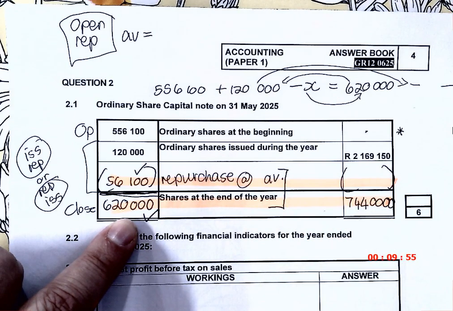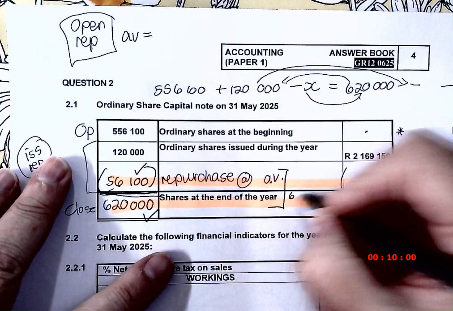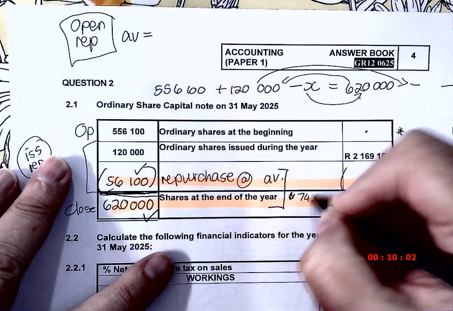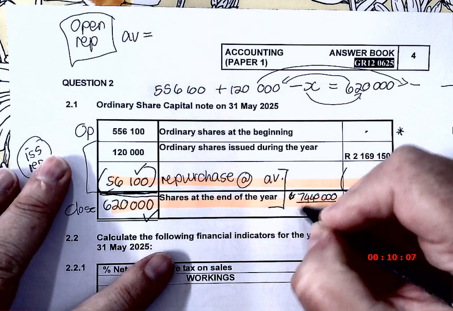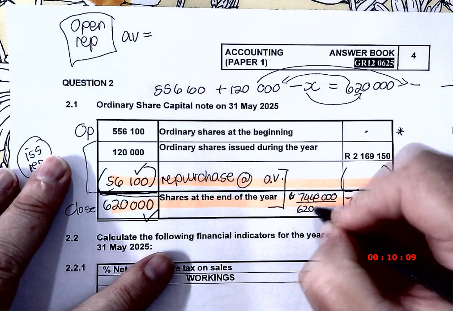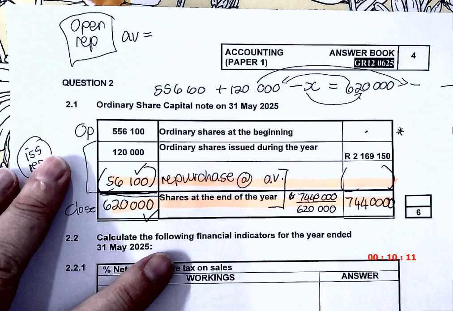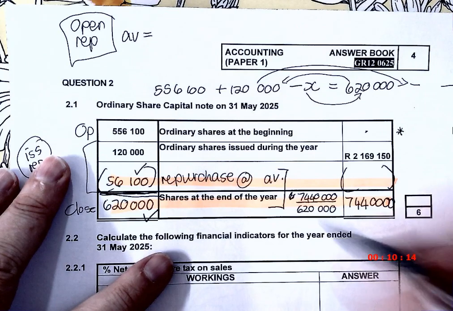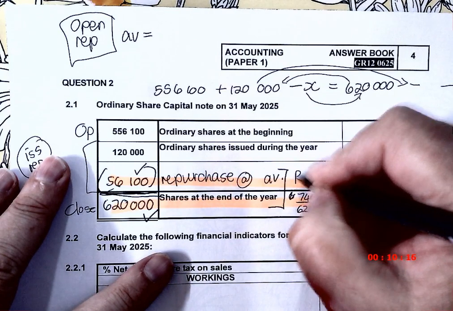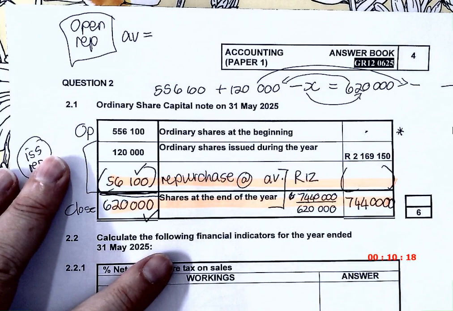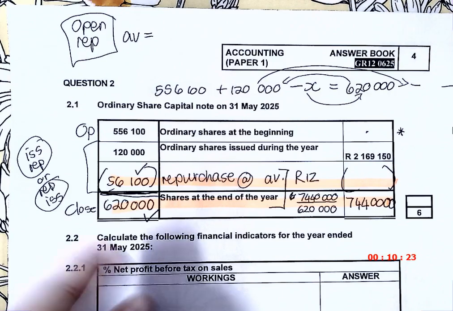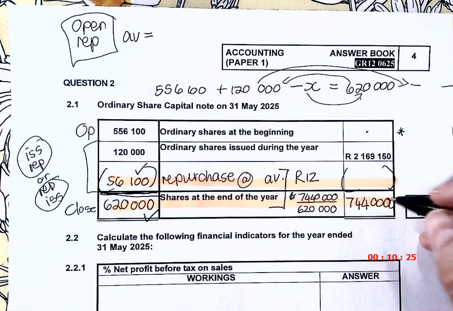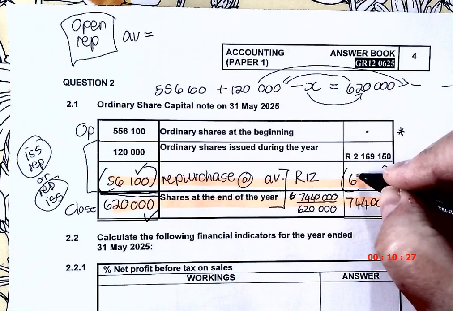So, if I say 620, 7440000 divided by 620, and please get into the habit of writing in threes. So it's going to be 12 rand. You see? And 56.1 times 12 gives me 67.